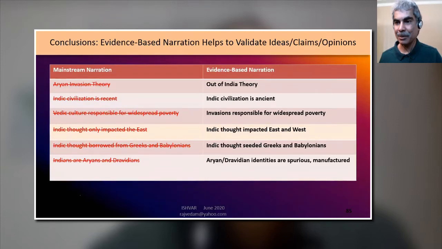So we have to see the dates that are being proposed by researchers. Is that consistent? If it is not consistent, we have a red flag. What is the problem? Is the problem the data is wrong? Is the interpretation wrong?